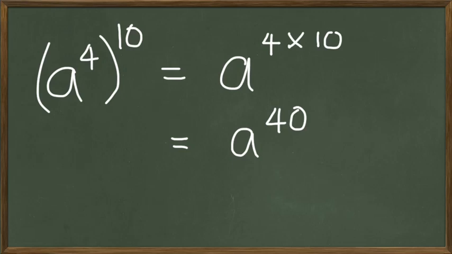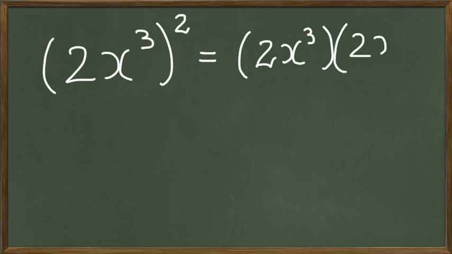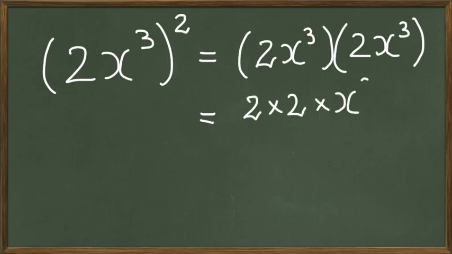Okay, let's start putting some numbers and variables into the mix. So let's say we want to work out 2 to the power of x cubed, all squared. Now if we actually expand this out, we are going to get 2 to the power of x cubed in a bracket, and then 2 to the power of x cubed in another bracket. And if we expand this, we are going to get 2 times 2 times x cubed times x cubed. And so the answer is equal to 4x to the power of 6.